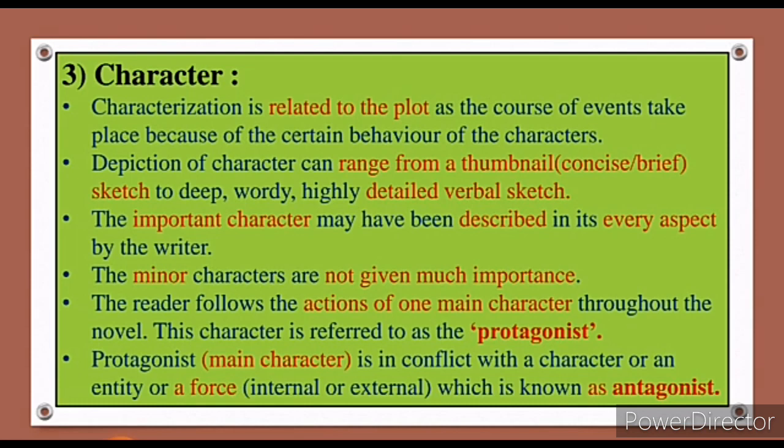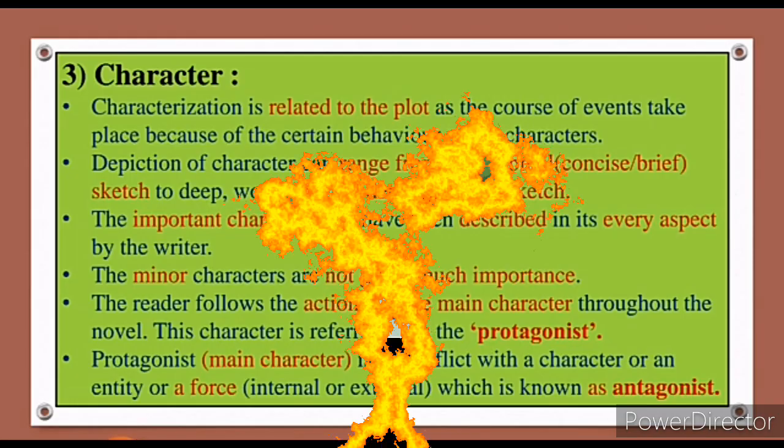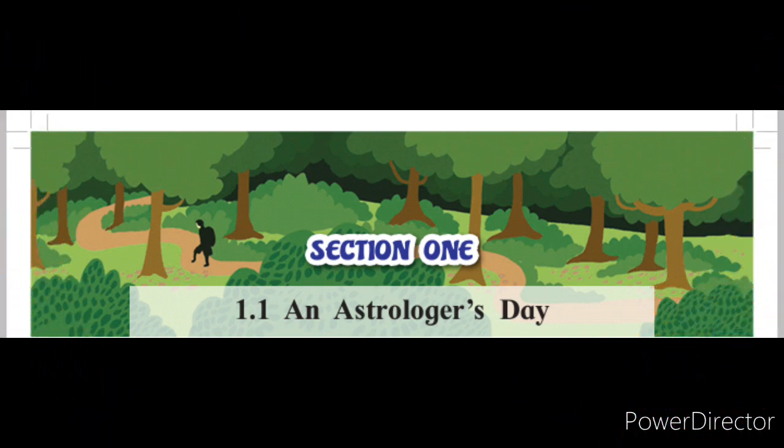One is the main character who is very good by nature, is helping the people and saving the people, and fighting with the other character who is actually a very immoral person, who is creating problems in the society, and that is the antagonist, that is the villain, fighting with the main character. In An Astrologer's Day, because we had read it, we can take the example.